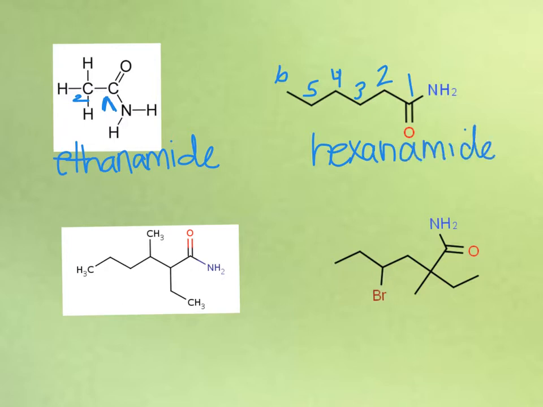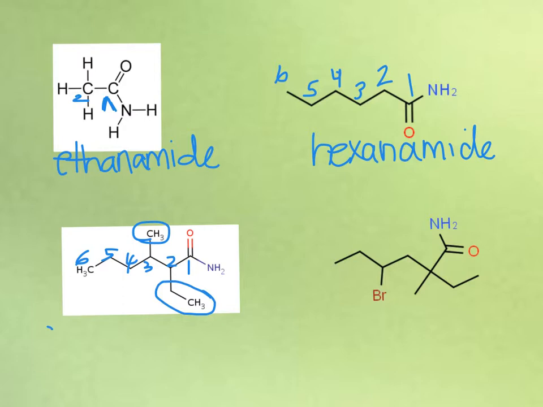Looking down on the bottom left, I see my carbonyl. So 1, 2, 3, 4, 5, 6 is my longest chain. So I have a hex again. I also have some branching. I have an ethyl group and I have a methyl group. So remember, we need to alphabetize these.